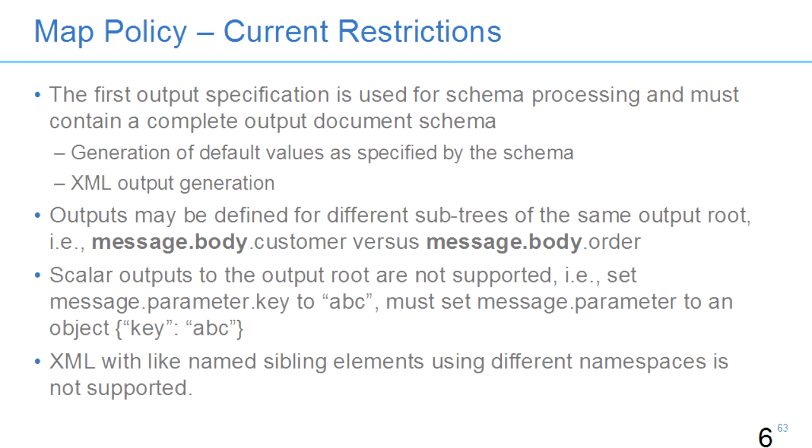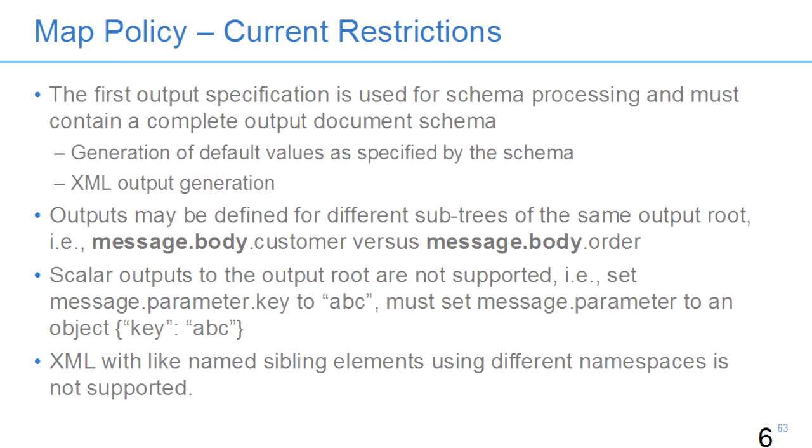Some current restrictions that we have right now at runtime. The first output specification is going to be used for the schema processing and must contain a complete output schema document. We iterate through that output schema to generate, if the schema designates that there are default values, an initial document based on the schema.